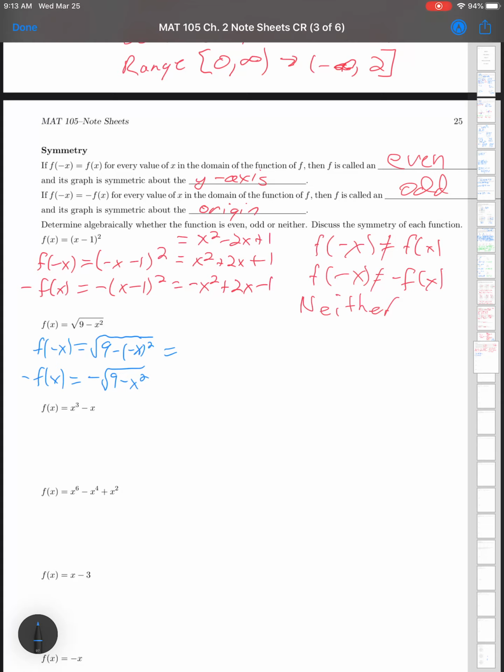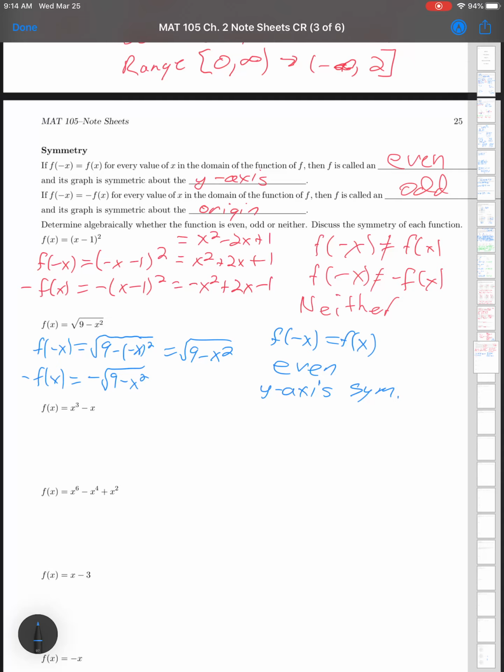So on the inside here, how many negatives do we have? Well, we have 1, 2, 3, right? Because this is squared, so that negative is there twice. So we have 3 of those, which means this is the same as writing 9 minus x squared, right? Because if we multiply 3 negatives together, we get a negative. So what you should notice is f of the opposite of x is equal to the original. So that means that this is an even function, and it has y-axis symmetry.